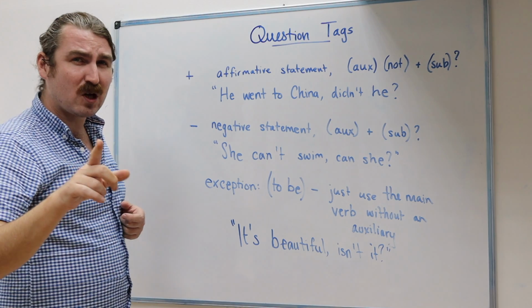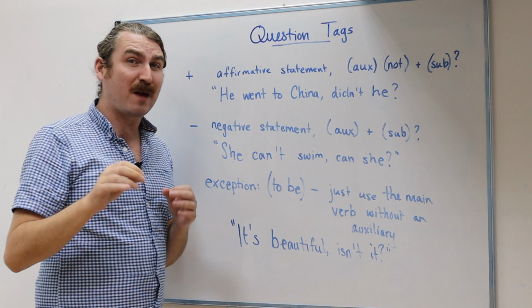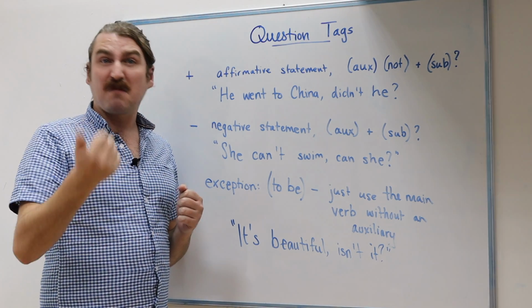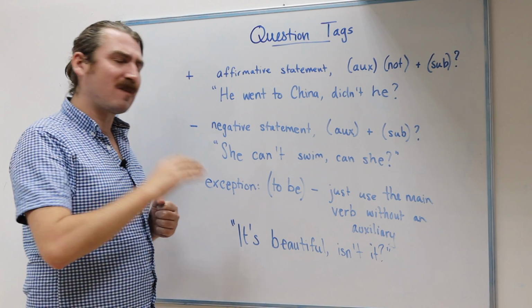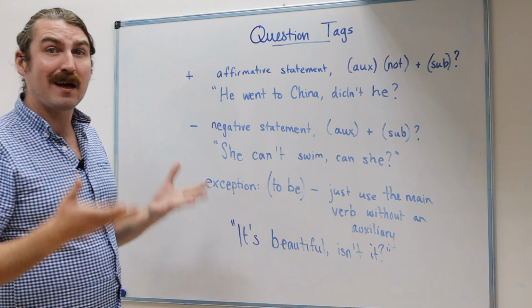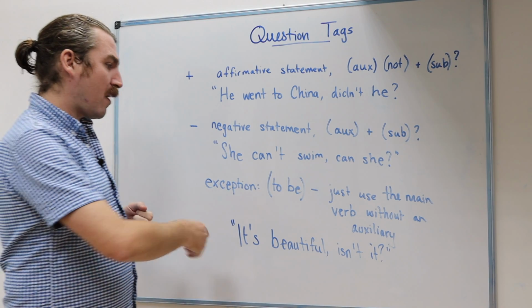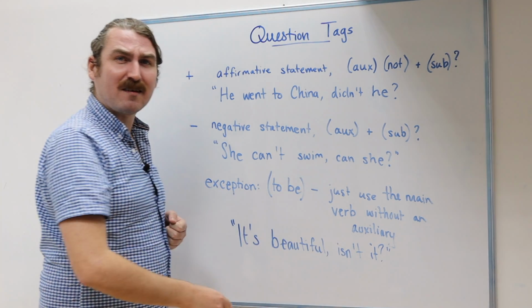Now, there is an exception to this rule, and that is with the verb to be. If you're using the verb to be, is, am, are, you don't need to have an auxiliary verb. You just use the verb to be as the main verb. For example, it's beautiful, isn't it?